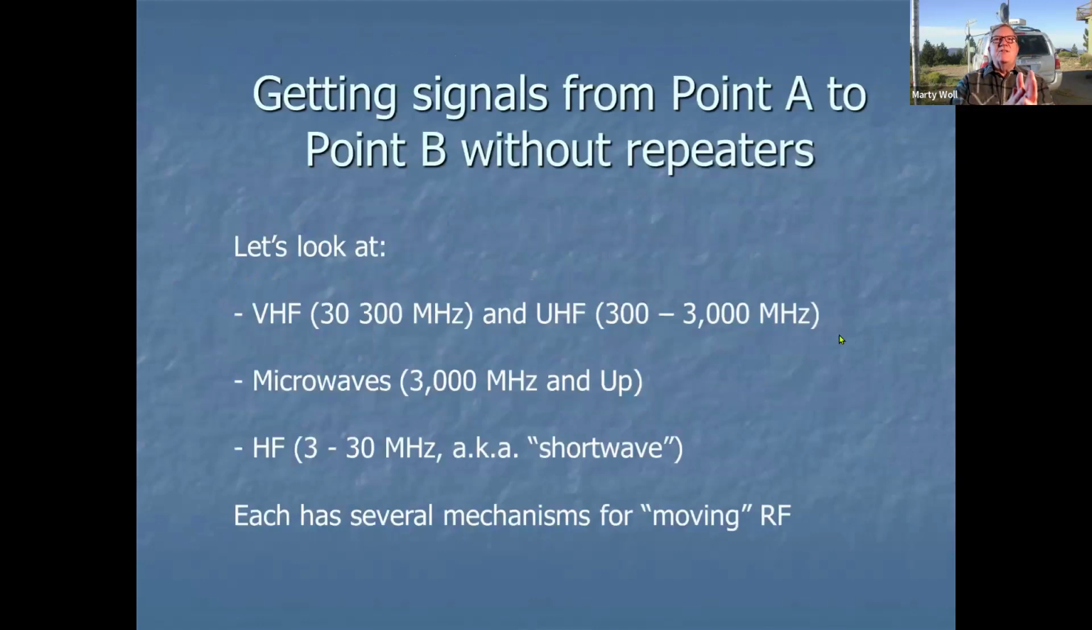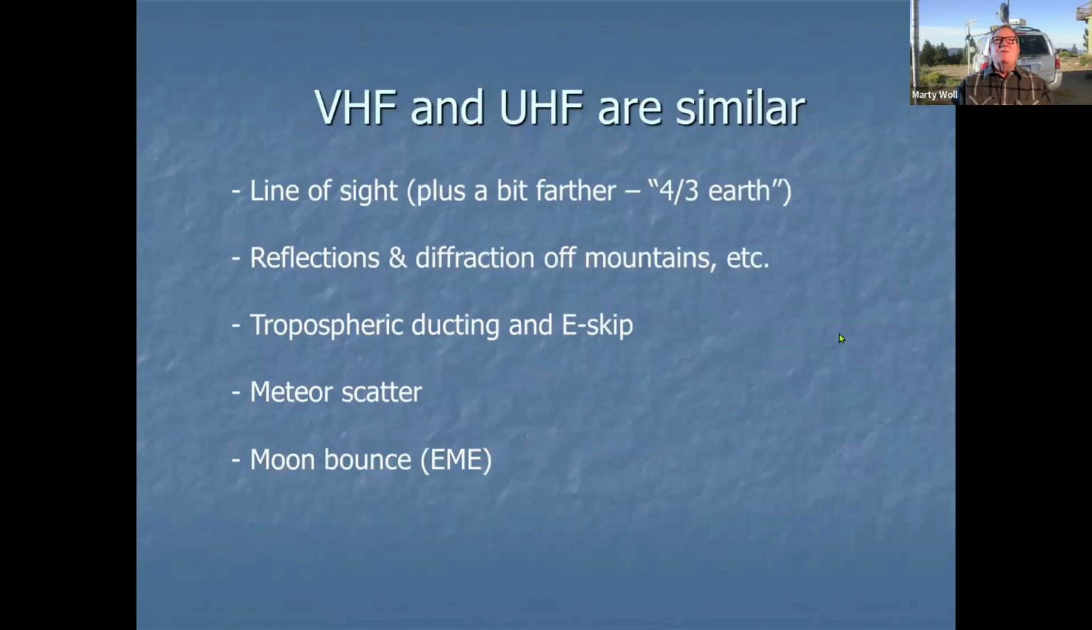So we're going to talk basically about getting a signal from one place to another. First, VHF and UHF. Then we're going to take a look at microwaves, which are similar, but they've got some other interesting features. And then we'll finish up with shortwave, all the HF stuff. And as the slide says, each of these groups of bands has a number of different mechanisms for moving RF from one place to another. So we start with VHF and UHF.